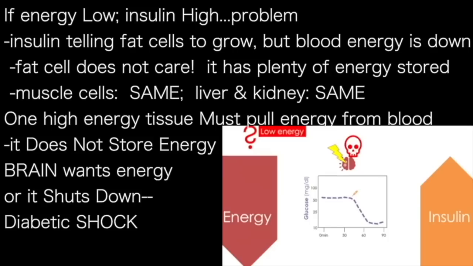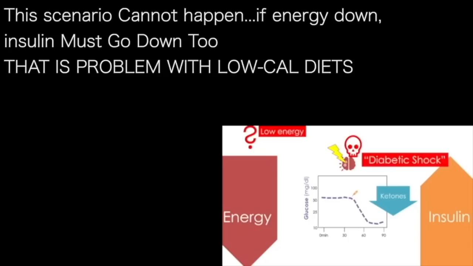But what happens to ketones if insulin goes up? Ketones also go down. Now you've deprived the brain of its two energy sources. No surprise that the brain shuts off. This would be known in the diabetic realm as diabetic shock. But this is why this scenario that I've outlined, namely low energy but high insulin, cannot happen.